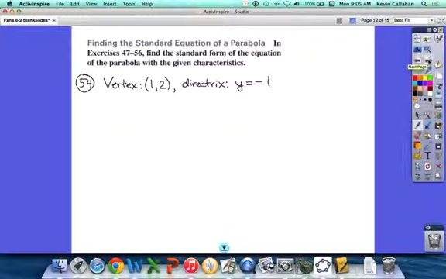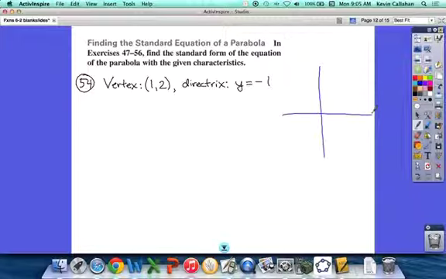This is the even number. You're going to do the odd one right next to it, where you're given the vertex and the directrix. Okay, so let's see. Before I can get started, I need to sketch those and see whether that gives me a clue as to which standard form, which way does it open.